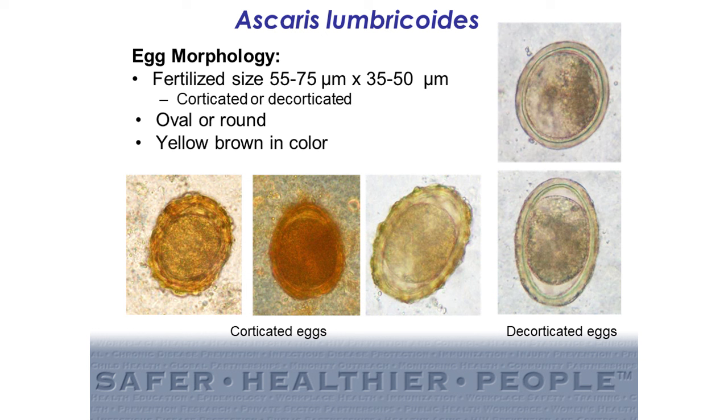As you can see, they can be round or oval. This one more oval and this one more round. They are yellowish brown in color, and they may be corticated or decorticated when shed. The ones here at the bottom are corticated eggs, whereas the two on the right-hand side have lost the cortical layer. They range in size from 55 to 75 micrometers by 35 to 50 micrometers.